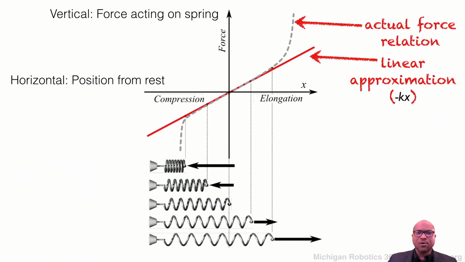We should note that Hooke's law, even though we have this linear relation, negative kx, is an approximation to how the spring behaves most of the time. We have this nice linear behavior for most of the time when the spring is compressed or elongated, but when you start to get to the extremes, it goes very nonlinear. So we should note that Hooke's law is an approximation of the actual force relation.